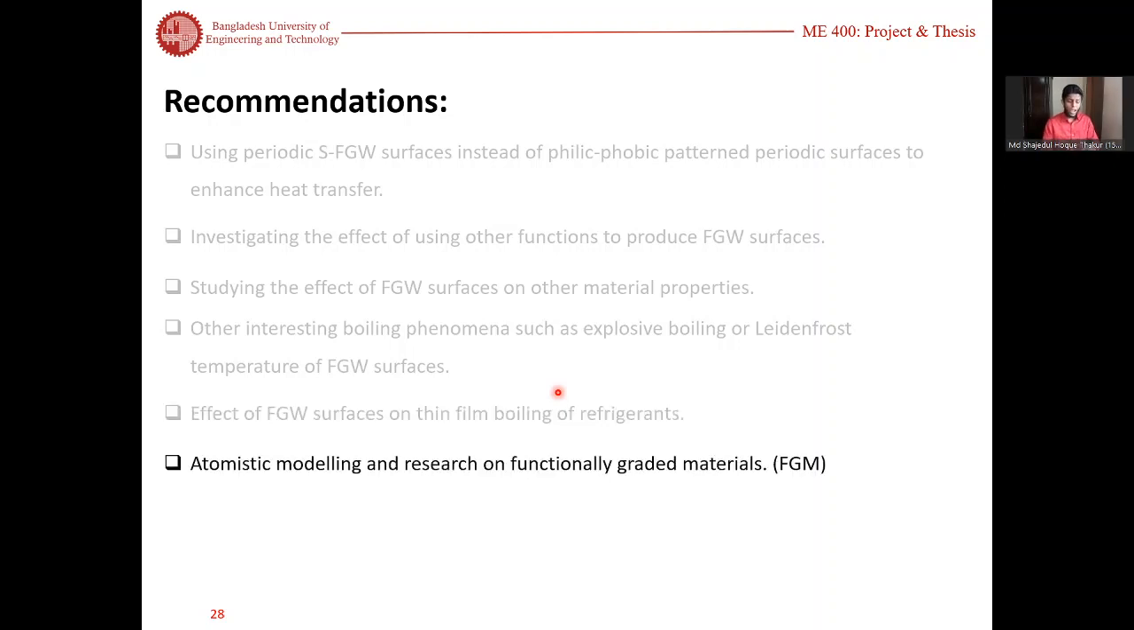And since we have also built a NanoHub tool in addition to our thesis, people can use this NanoHub tool to study atomistic modeling and research on functionally graded materials using the same principle of functionally graded wettability surfaces.